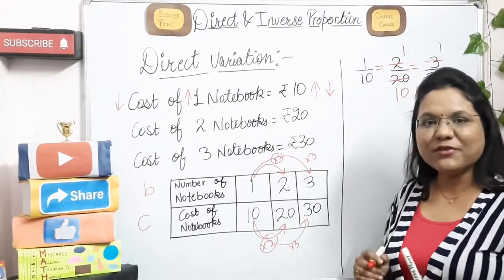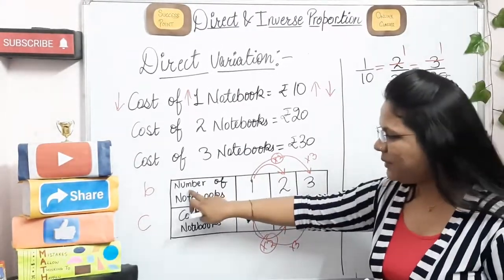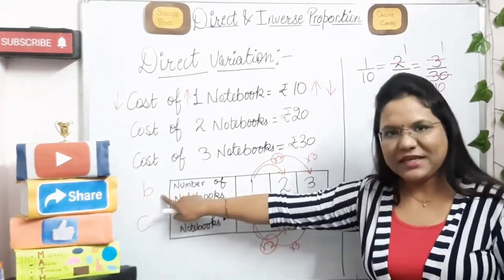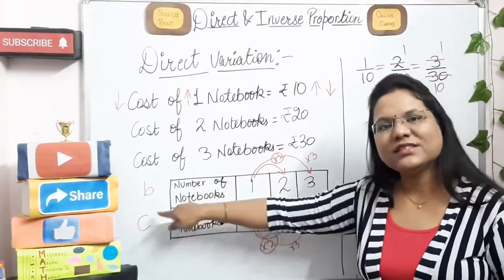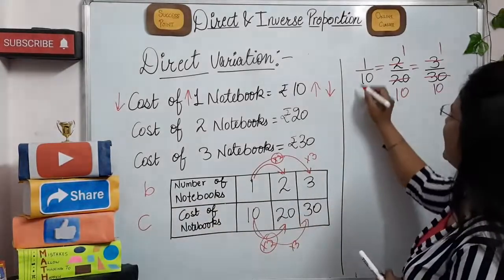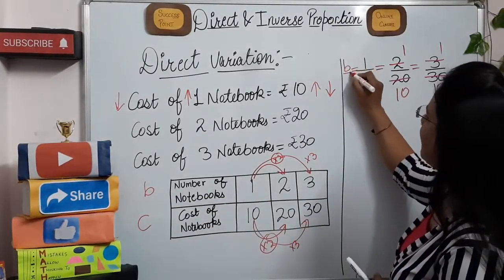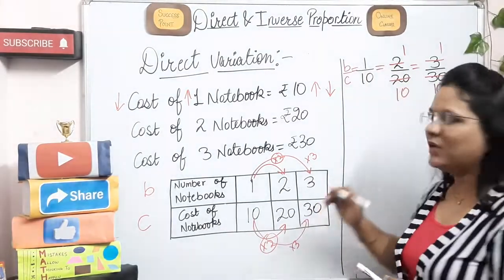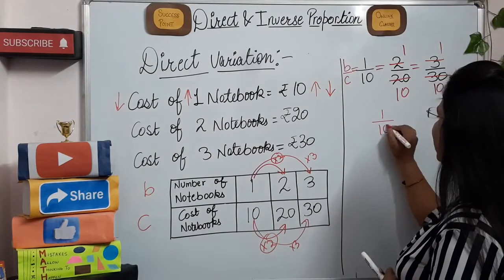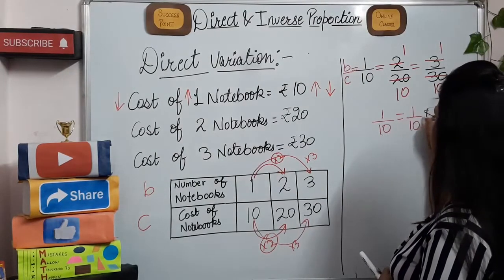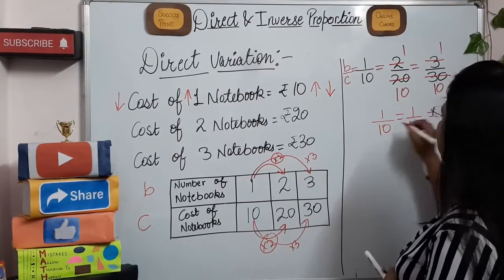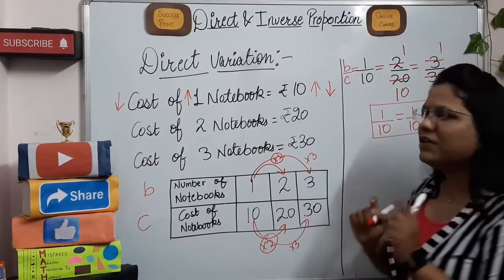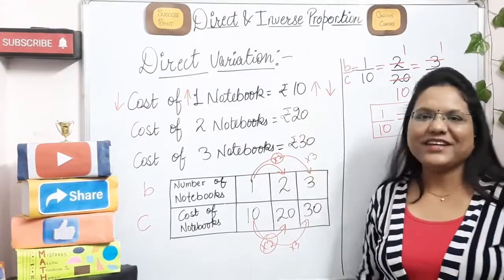So what we have learned from it: if we write B by C, we are representing the number of books by B and the cost of notebooks is C. So we can write B by C, and all the ratios are equal. So we can write 1 by 10 equals 1 by 10 equals 1 by 10. That means all the ratios will be equal. In which concept guys? Direct variation.